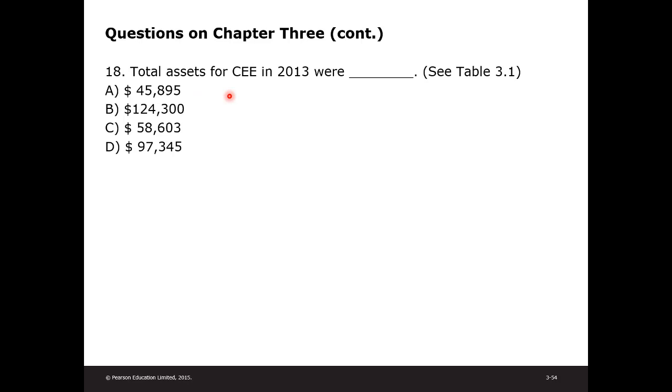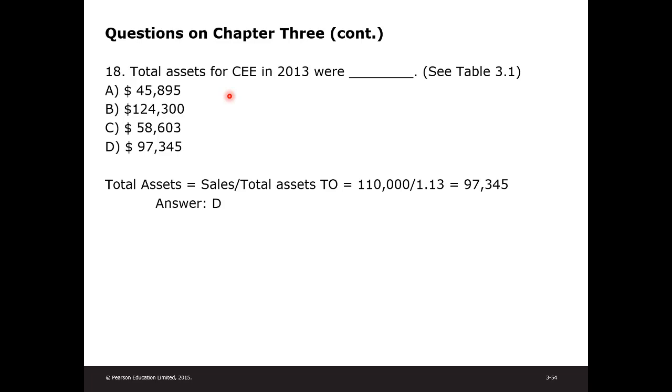Next, we have to calculate the total assets for CE, which has already been calculated in the previous question as follows. Sales divided by the total asset turnover, which is 110,000 divided by 1.13, which will give us 97,345. So the answer is D.